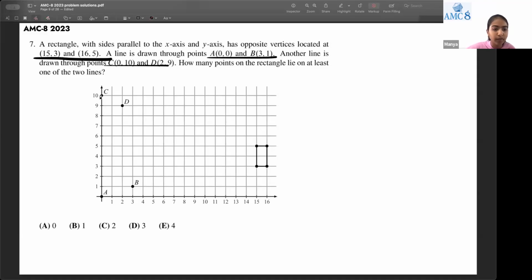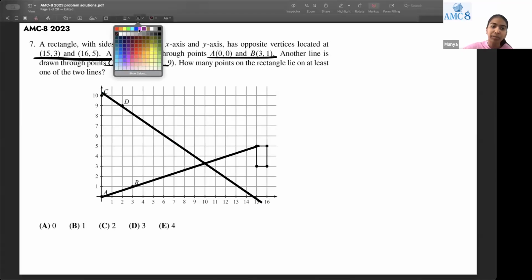So here, I have this line, and I'm going to keep extending it. Just keep going down, down, down. And will it intersect any of these points right here? No, it won't intersect any of these rectangles right here. How about this one? Well, here, if we keep going, it'll intersect this point right here.